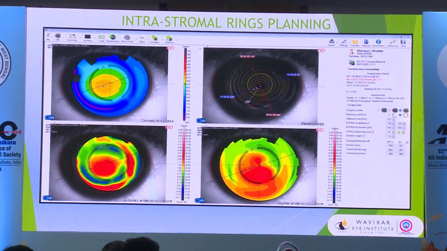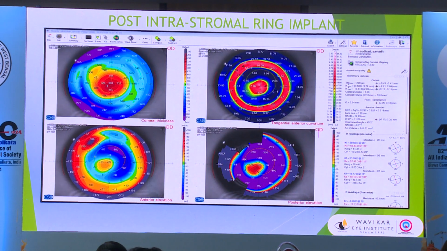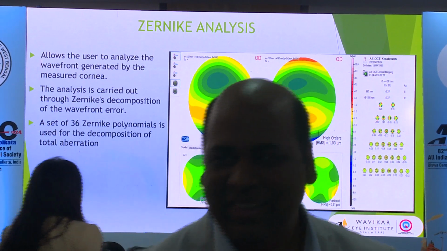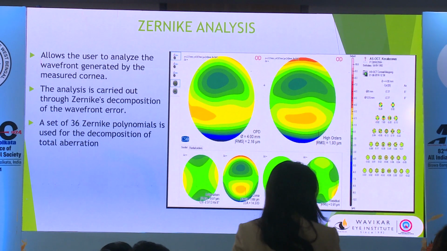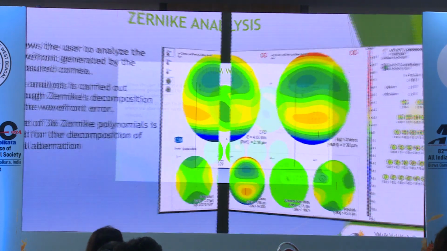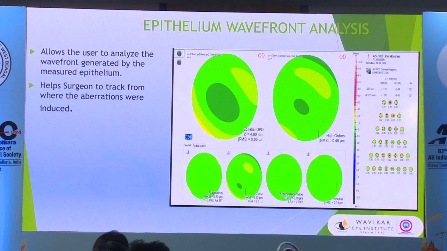Intacs planning. Nowadays, rather than going always by the posterior coronal curvature, sometimes if there is too much of a difference between the posterior and anterior axis, we do consider only the anterior axis. And this is possible because over here, you can adjust the incision site and placement of the Intacs. And this is what the result is, excellent reduction. Zernike analysis, Dr. Pooja has already discussed, so I'll skip this. But it is very important that we understand what is the aberration profile of the patient, and it also gives you the epithelium aberration profile.